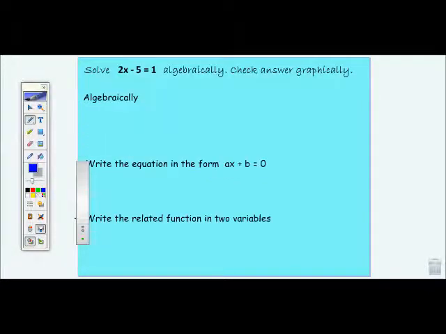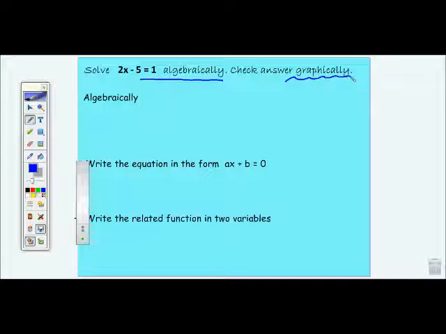So let's go ahead and do the first one again. The first one we're going to start out algebraically, and then we're going to move to the graph. And then in example 2, we will do just the opposite. So first of all, we need to solve this algebraically. How do we do that?